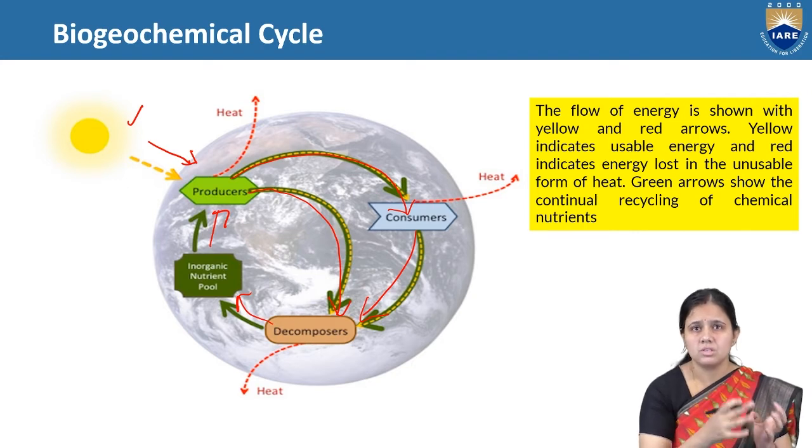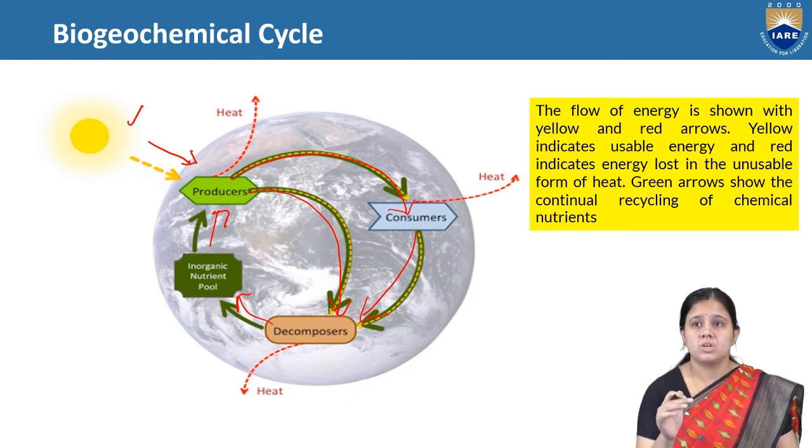That is, the cycle which is connected with 'bio', the living organism, and 'chemical', the chemical element, and the cycle which is connected with the biological property, the biotic components of the ecosystem, is called the biogeochemical cycle. And these biotic components help in the recycling of these nutrients into the earth's surface only.